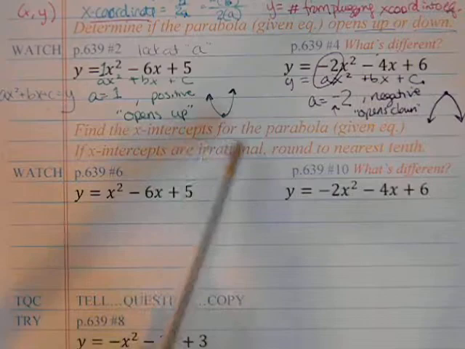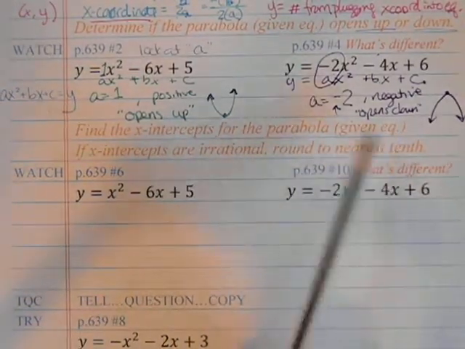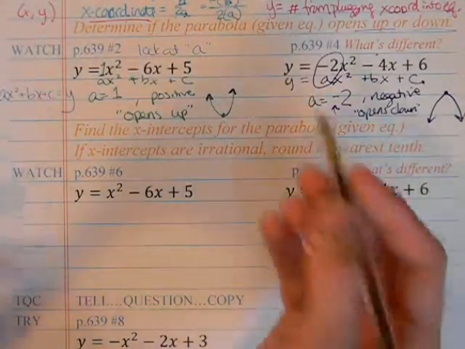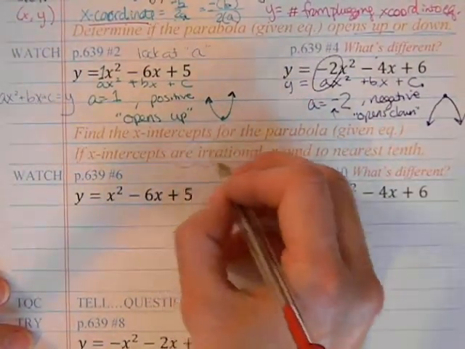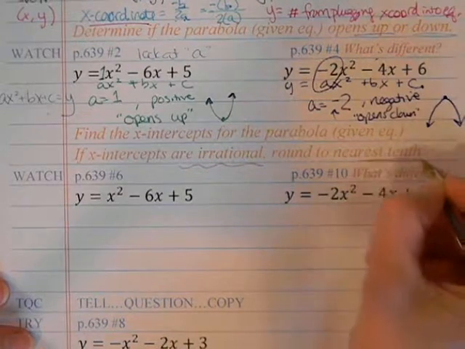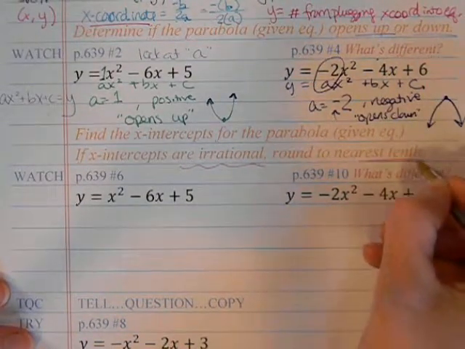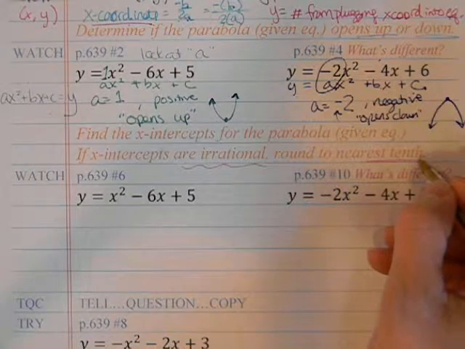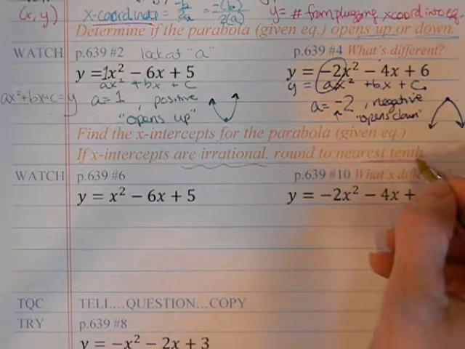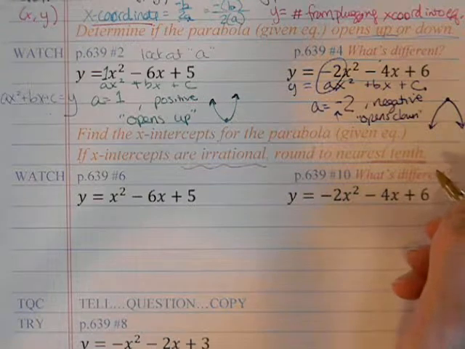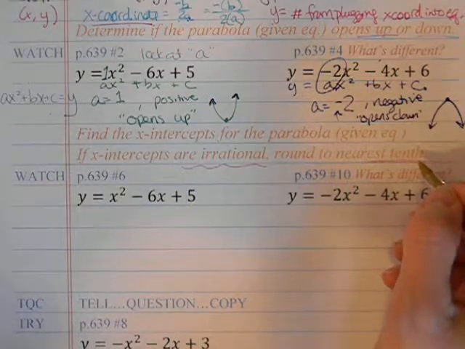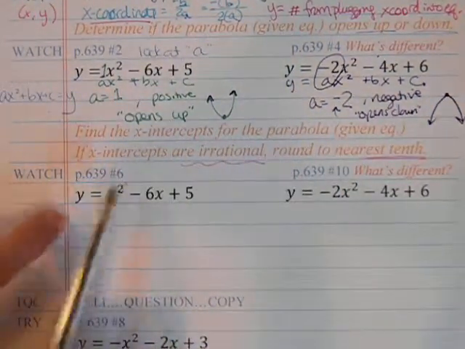Find the x-intercepts for the parabola, the given equation. If the x-intercepts are irrational, round to the nearest tenth. So you're going to get some nice numbers, you're going to get some radical numbers, you're going to go ahead and get as close as you can by rounding to the tenth. That way you could potentially graph them. If you just stop at radical 15, it's like, well, what is that number? Where do you put that on a graph? But 3.7 is easier to kind of locate, approximate on the graph.